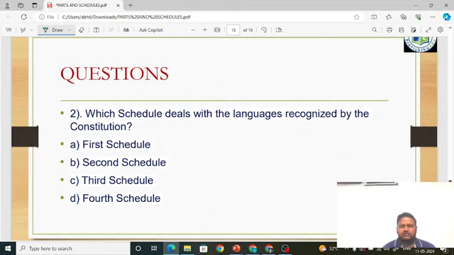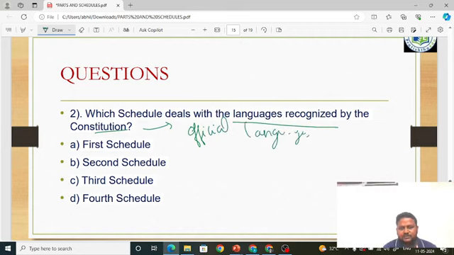Okay, next. Which schedule deals with the languages recognized by the Constitution? They are asking it in a different way. That is, which schedule deals with official languages? Languages recognized by the Constitution means it is nothing but the official languages. Official languages is which schedule? Which schedule, friends? Official languages. First schedule, second schedule, third schedule, fourth schedule. Which is the answer?